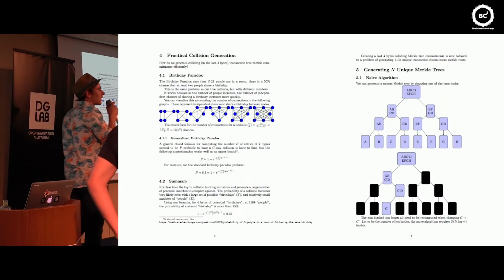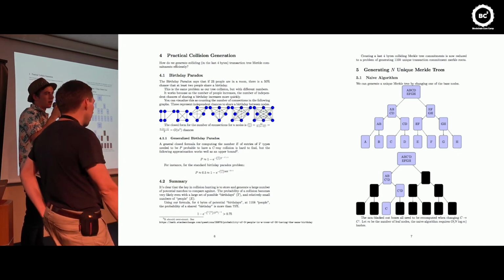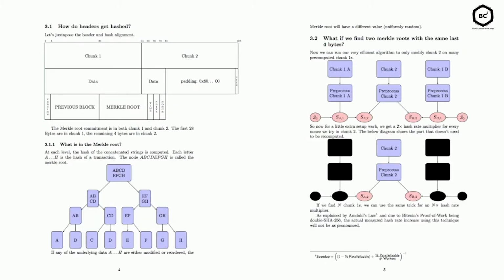So now that we have this idea that we're going to be able to speed up our mining if we're able to generate a lot of things that are the same in the last 4 bytes, how do we actually do that? Just a quick reminder of what that looks like. If chunk 1 and chunk 2 have the same 4 bytes, we're able to do the speed up. So how are we going to get Merkle roots like this with the last little bit the same?